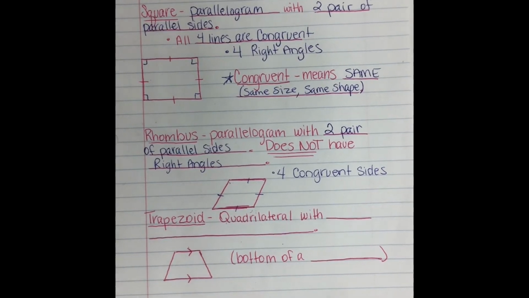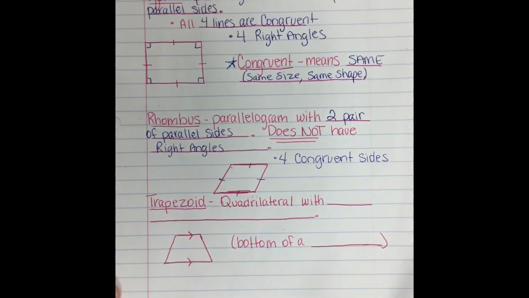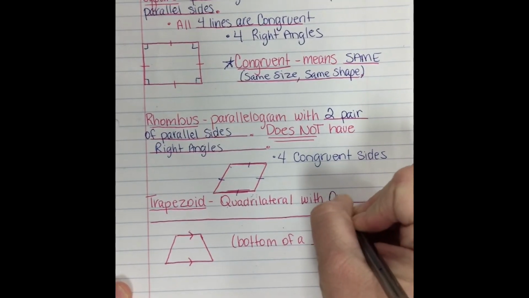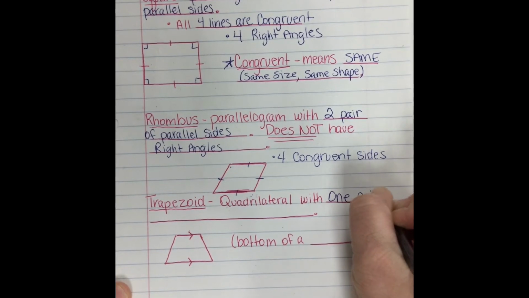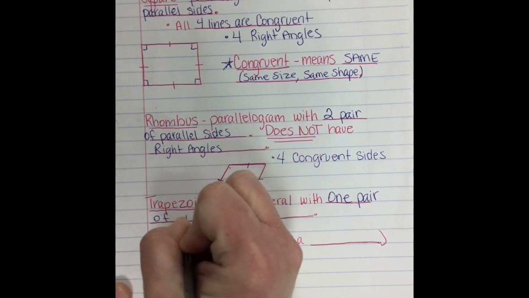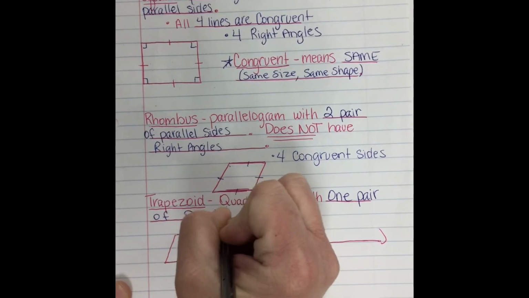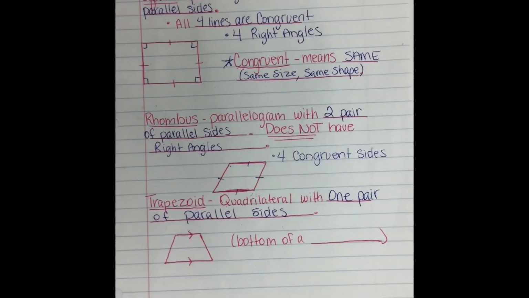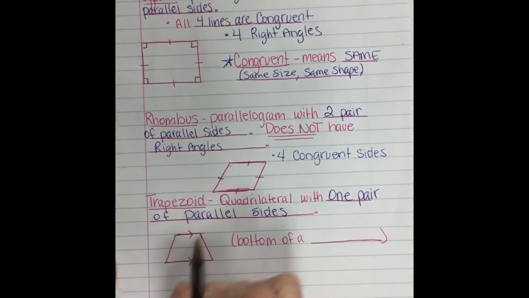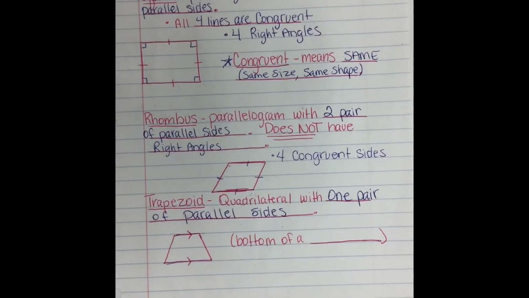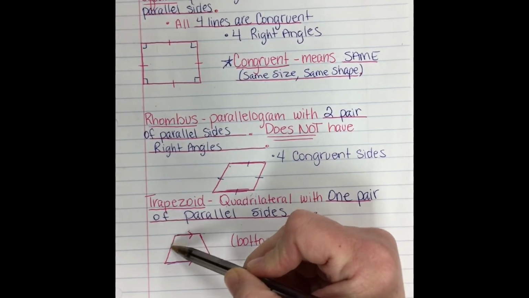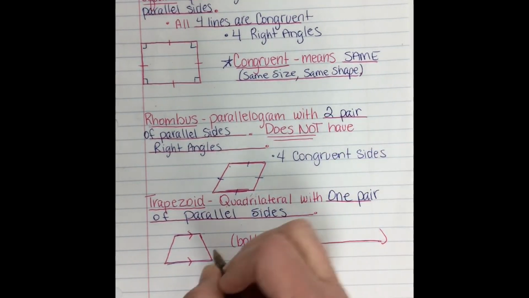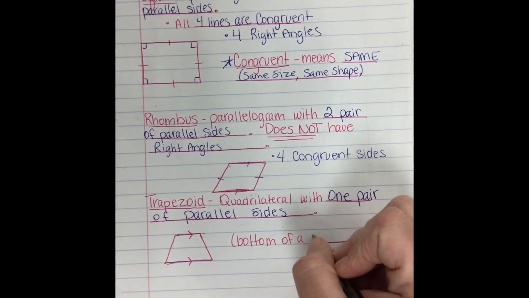Okay? And then the last one is a trapezoid. A trapezoid is just a quadrilateral with one pair of parallel sides. Okay? It only has one pair. So this one and this one are your parallel sides. Because, if I was to take this line and extend it up, and this line and extend it up, it would make a triangle. So a trapezoid often looks like the bottom of a triangle.